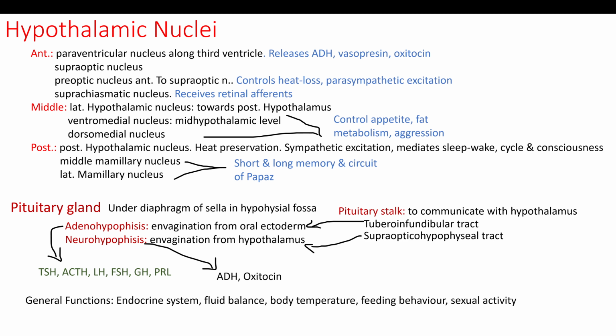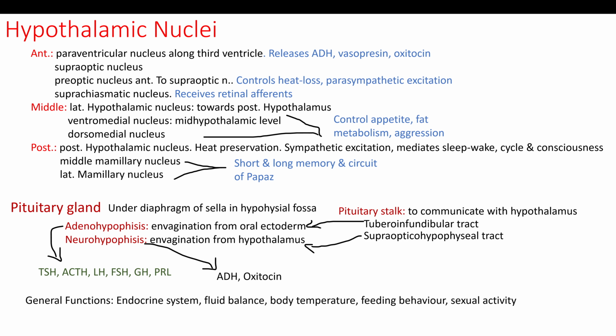Within the middle group we have the lateral hypothalamic nucleus, extending towards the posterior part of hypothalamus. The ventral medial nucleus, a large nucleus at the mid-hypothalamic level. The dorsal medial nucleus at the mid-hypothalamic level. Both of these medial nuclei control appetite, fat metabolism, and aggression. In its posterior group we find posterior hypothalamic nucleus, which lies in the posterior part of hypothalamus, controlling heat preservation, sympathetic excitation, mediate sleep-wake cycle, and consciousness. Medial mammillary nucleus and lateral mammillary nucleus, which are both involved in short and long memory.